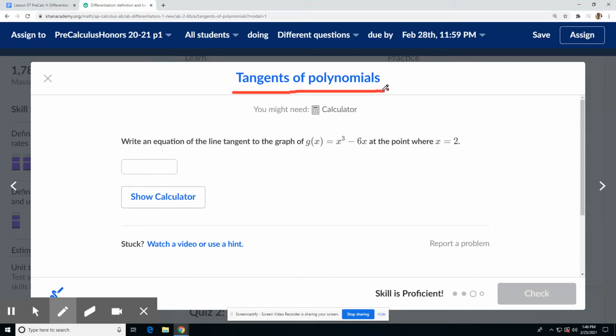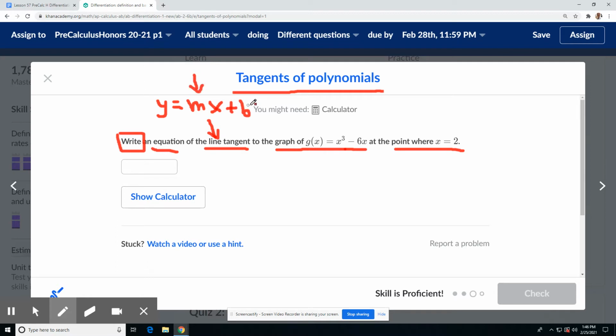Tangents of polynomials. We're asked to write an equation of a line tangent to this graph at the point where x equals 2. All right, so we need a line, a tangent line. So I would start off with what's the equation of a line. The equation of a line is y equals mx plus b.